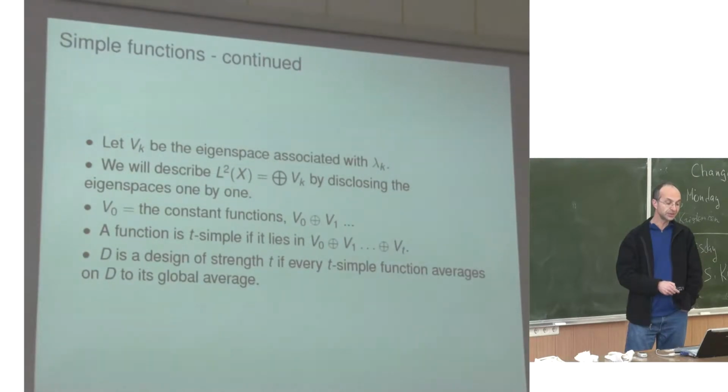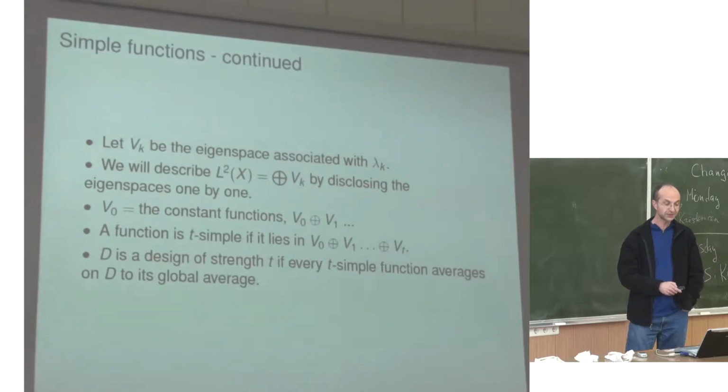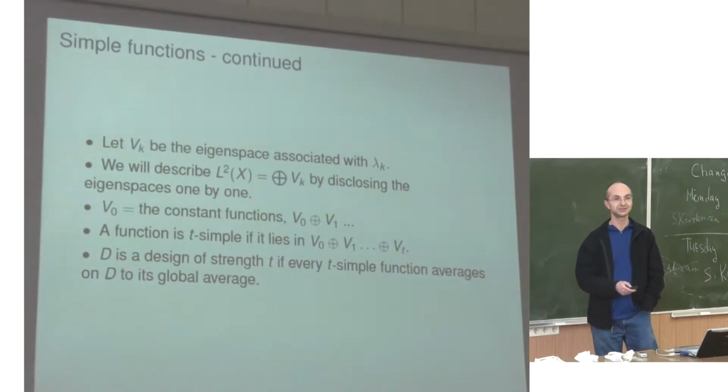We will call D a design of strength T if every T-simple eigenfunction averages to its global average. This is a key definition. So let me just see if there are any questions.